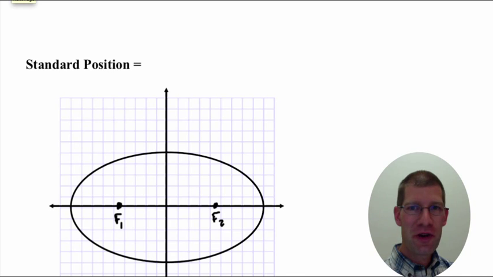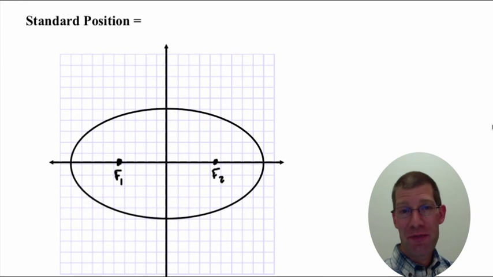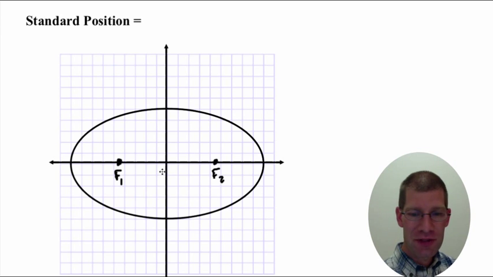Alright, so now I want to continue on in my ellipse notes. First I want to talk about standard position for an ellipse. When we have an ellipse in standard position, it's going to be something like that. Basically, it's centered on the origin. Your foci will either be on the x-axis if it's a horizontal ellipse, or they'll be on the y-axis if it's a vertical ellipse.